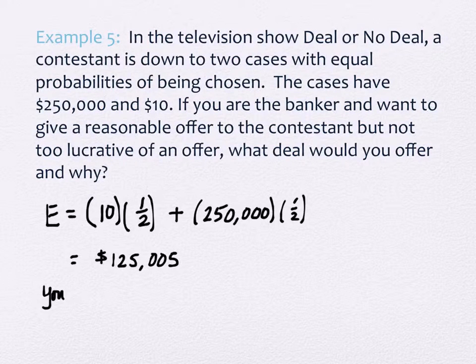So you'd offer approximately $125,000. Slightly more would mean that the contestant might be more likely to pick it. Slightly less might mean they're less likely to pick it. But this would be the ballpark that we would be expecting the offer to be around. A ballpark that as the banker we would be expecting to pay. Does that make sense? Okay, so it's an expected value.